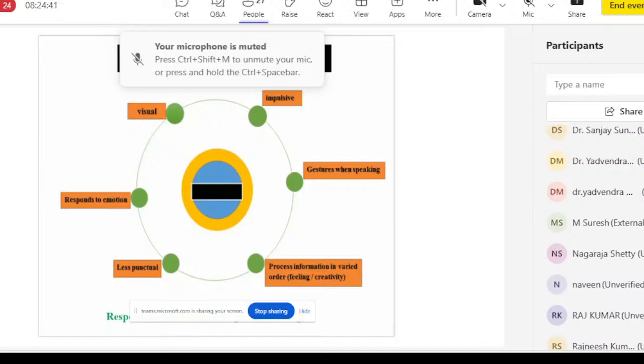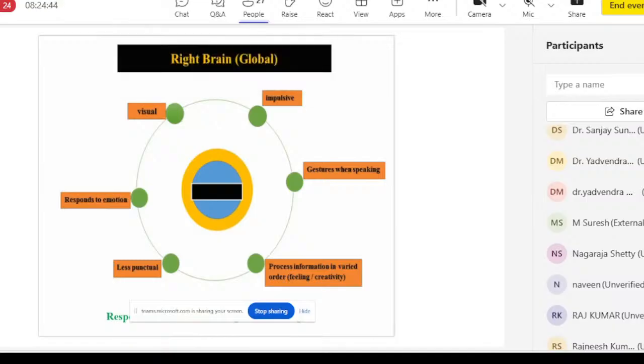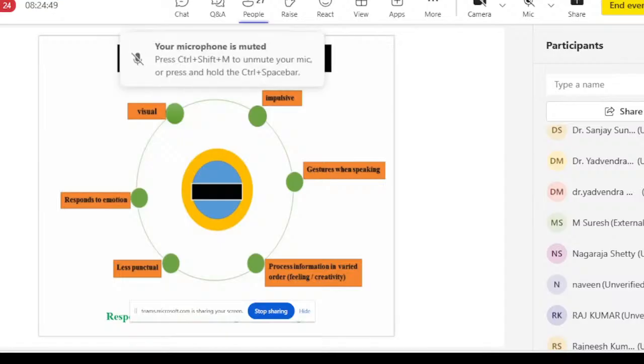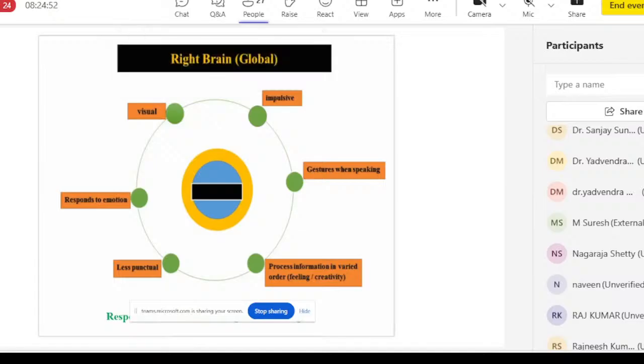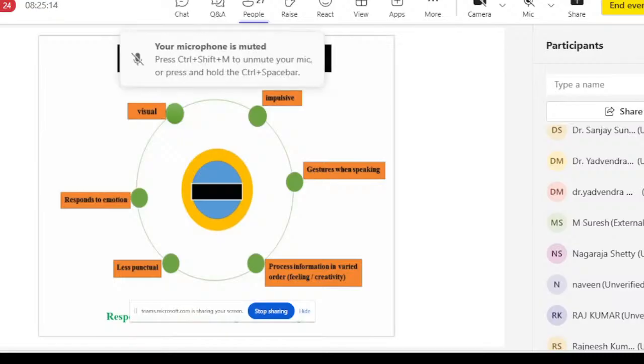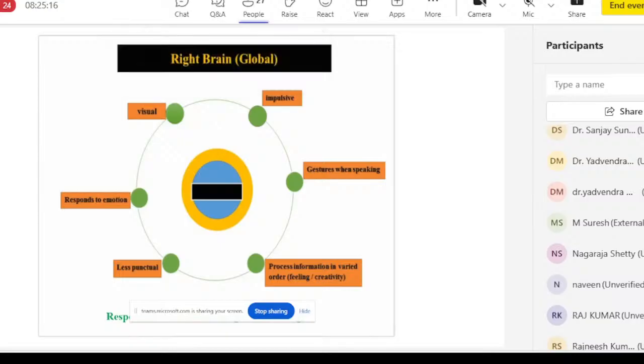Then there is the right brain. What does the right brain do? The global aspect of learning is taken up by the right brain. It is again visual, so when a pattern is shown, that is a function of the right brain. And it responds to emotion. Whenever you get emotional about a new thing, it is the right brain which is responsible for this. The right brain is also less punctual to time. It doesn't work that way.